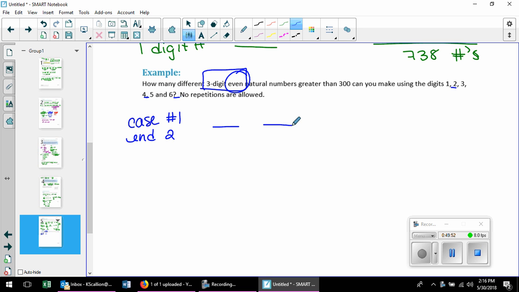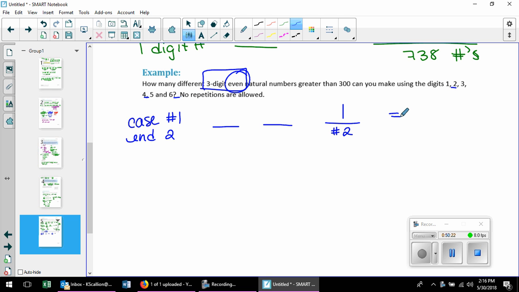So 1, 2, 3. I know that this has to be the number 2. So how many number twos do I have? Only one. Okay, how many numbers are left over? Try again. Five. So we would just throw five in here and we're good to go.